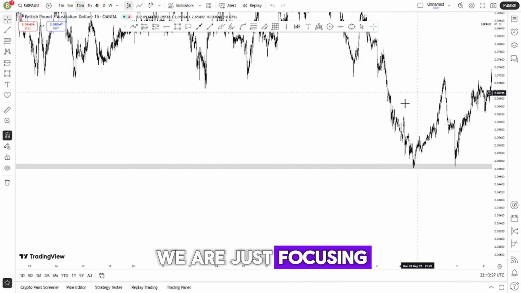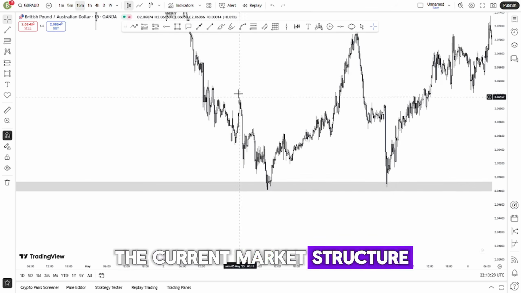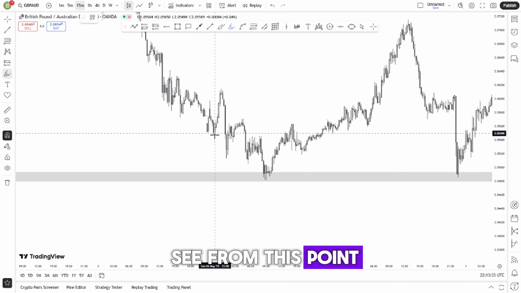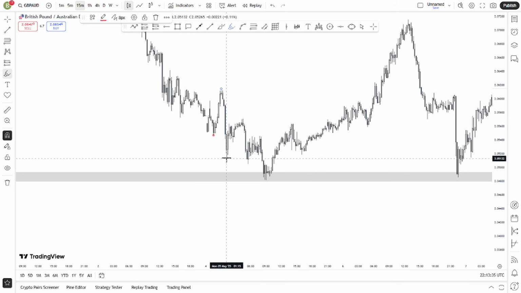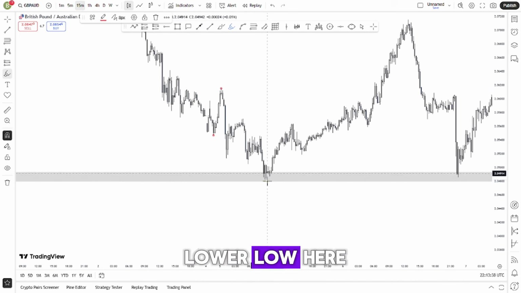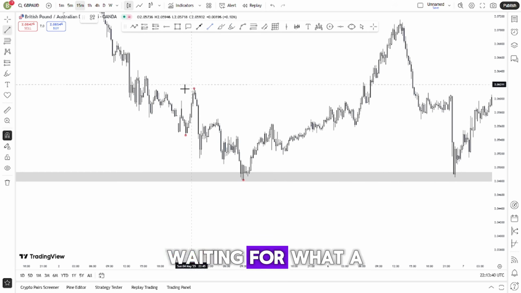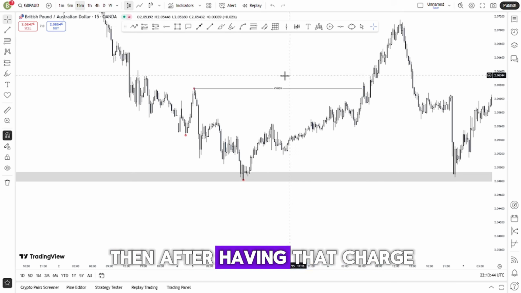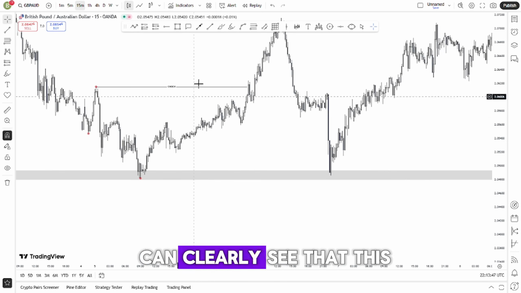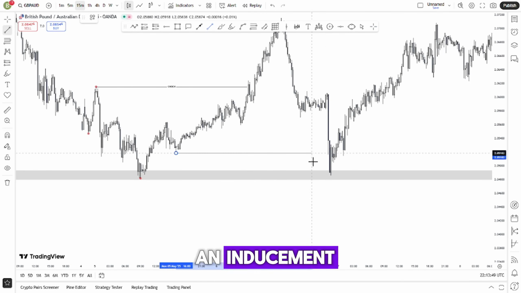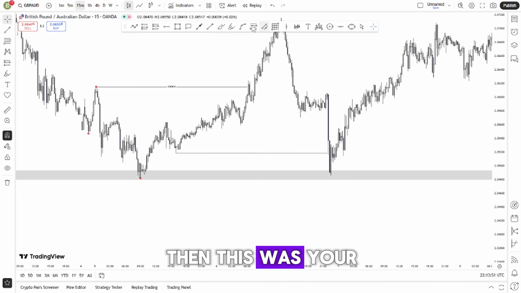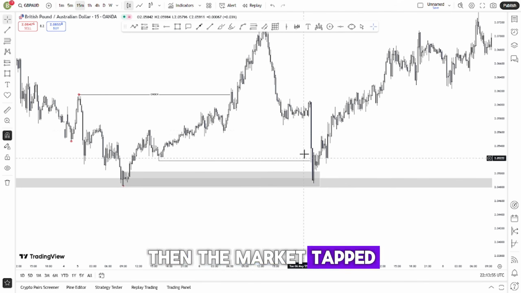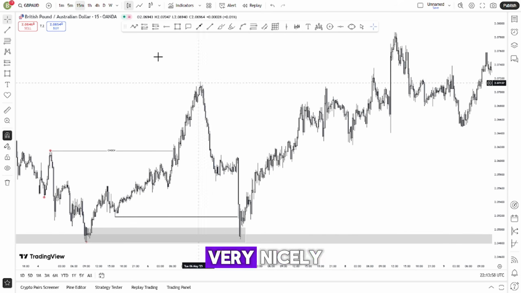So now we are just focusing on the current market structure, which is this one here. As you can see, from this point we had a low, lower high, then this is your lower low here. So now we are waiting for what? A change of character, which happened around this point. Then after having that change, you can clearly see that this was some type of an inducement. Then this was your area of interest, this one here. Then the market tapped into it and then started buying very nicely.